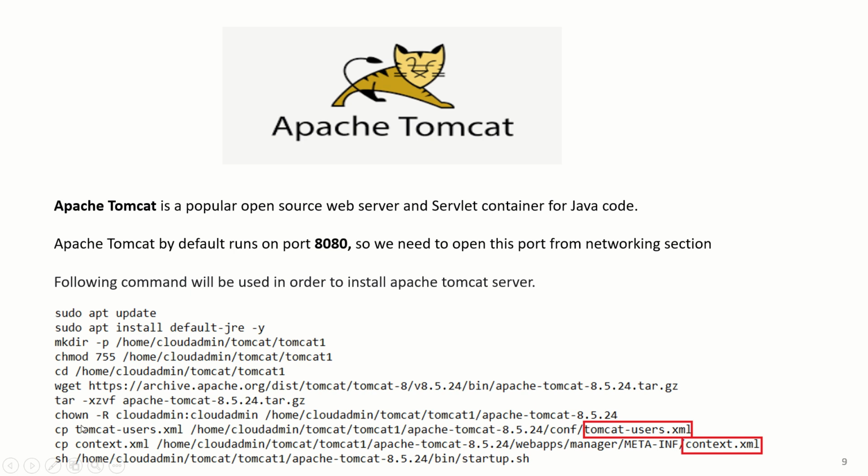So here we are changing the permission of this particular directory, Apache Tomcat 8.5.24, to cloud admin. First is basically the owner, second is basically the group. Guys, you need to run these commands in the same sequence, because if you do not, then your Apache Tomcat will not come up successfully in the end.